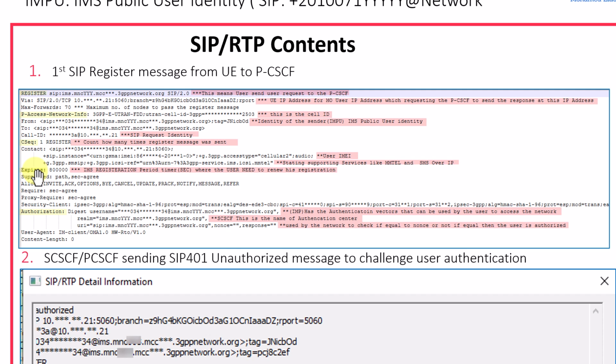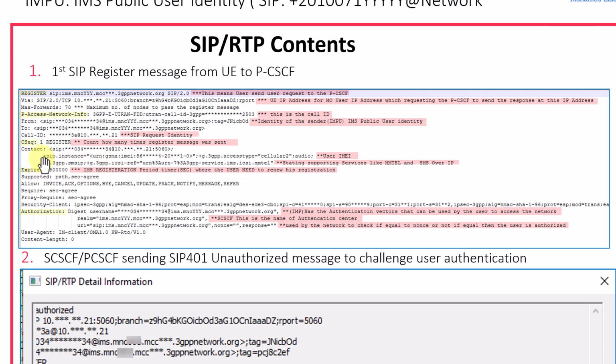This is very, very important, because this is what tells you the IMS registration period. What does it mean? It is in seconds, for example, 80,000 seconds. This means that the user needs to renew his registration before this timer expires. If the user doesn't send a renew, for example, if he's out of service, then the IMS will deregister the user from the network. So this is also very important during troubleshooting.